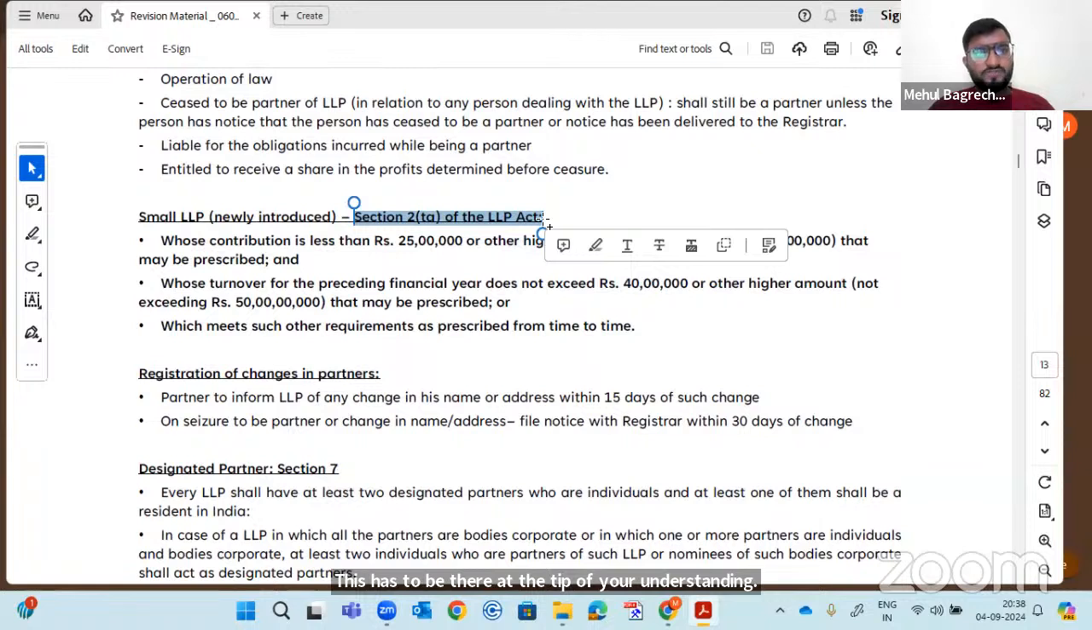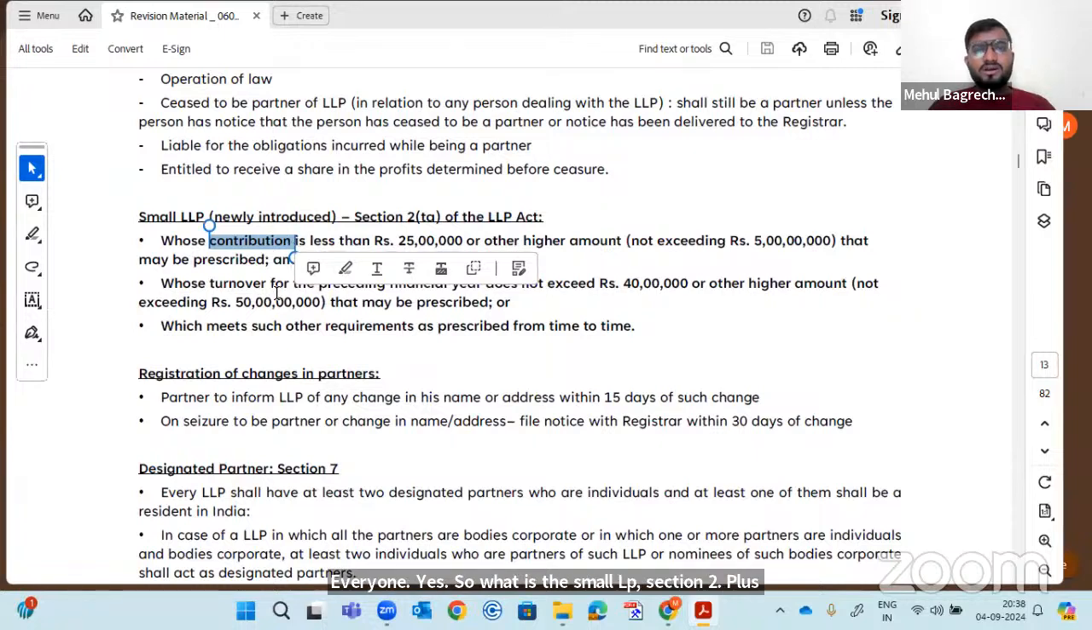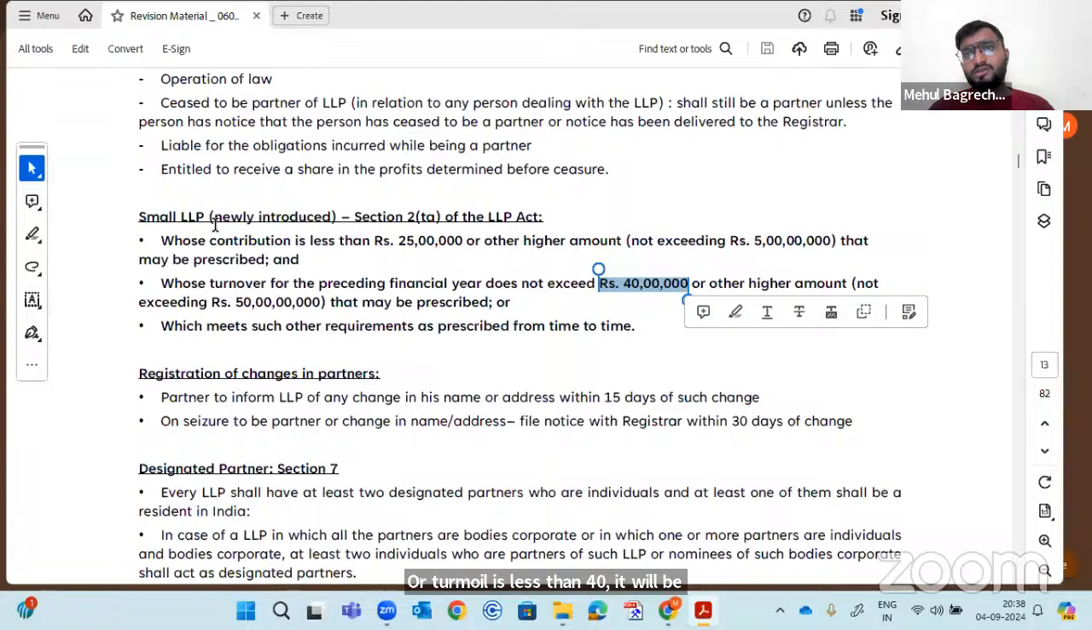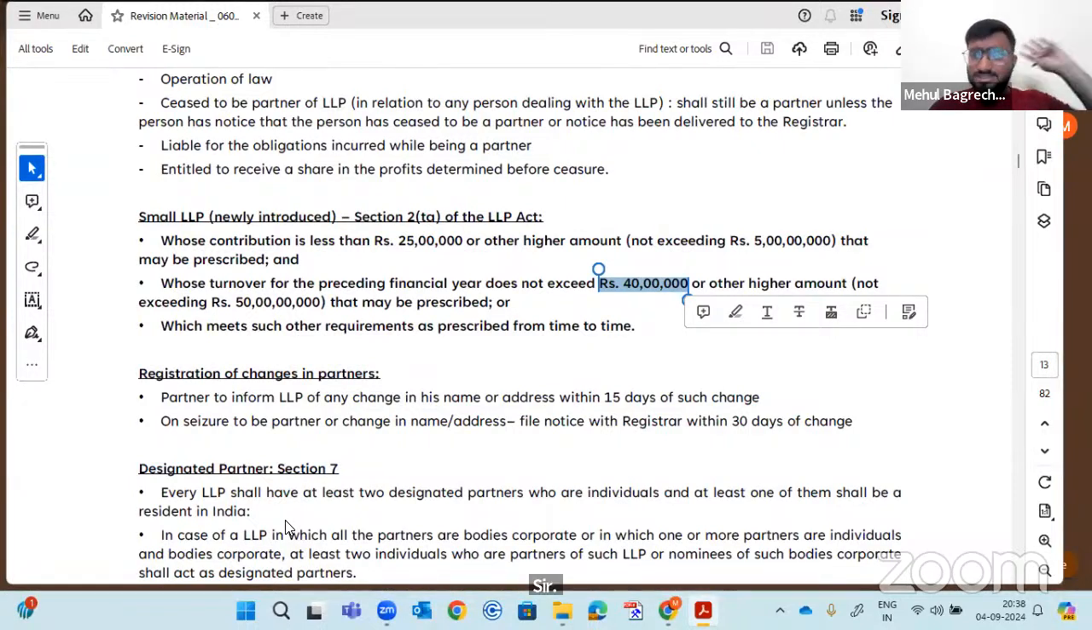Section 2, clause TA of the LLP Act says where contribution is less than 25 lakhs or turnover is less than 40 lakhs, it will be considered as a small LLP, newly introduced topic. Similar concept exists under Companies Act, small company. Section 2, clause 85 of your Companies Act 2013 talks about small company. Small company means a company which has a paid up capital up to 4 crores, turnover up to 40 crores.